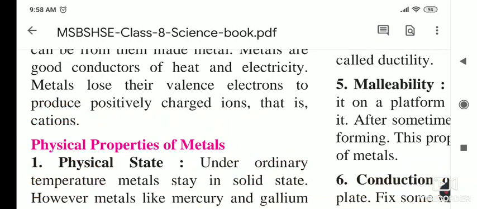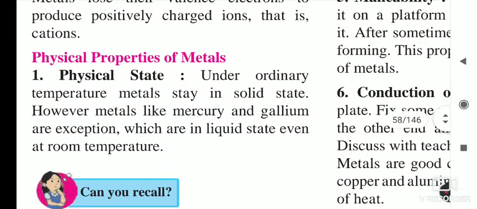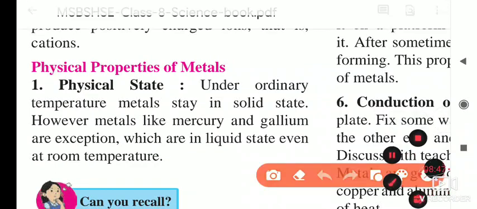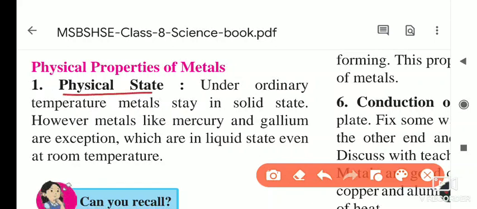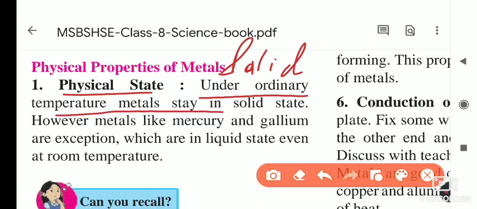Now the next point is the physical properties of metals. As you have seen, I told you they have luster, they are hard, and you can make sheets from them, but we will study these. First, the physical state. Generally, take the examples of metals: iron, gold, silver. What is the state at normal temperature? Yes, it is correct, generally all the metals are in the solid state at normal temperature. In ordinary temperature metals stay in the solid state, but they also have some exceptions.